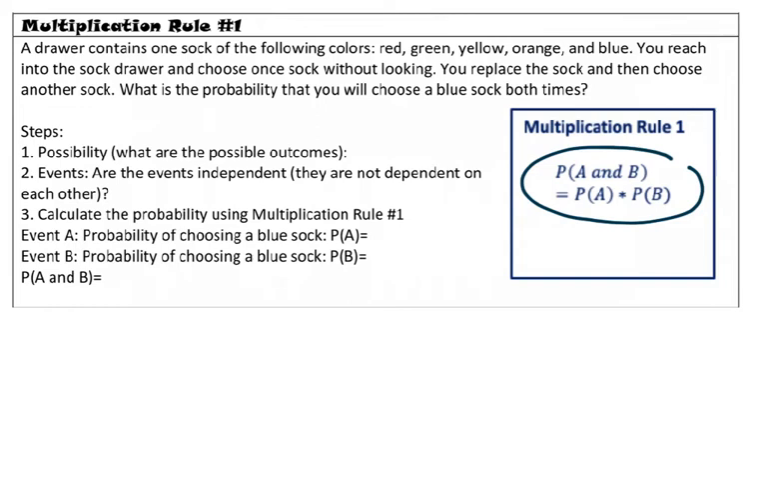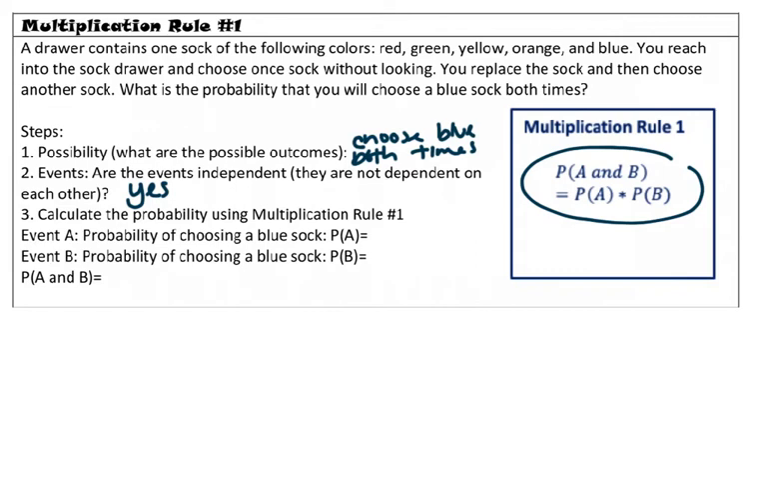So, what are the possible outcomes? That you choose blue both times. That's what you're doing. Are the events independent? Which means they are not dependent on each other. So yes. Just because you choose a blue sock the first time has no bearing on whether you're going to choose it the second time.